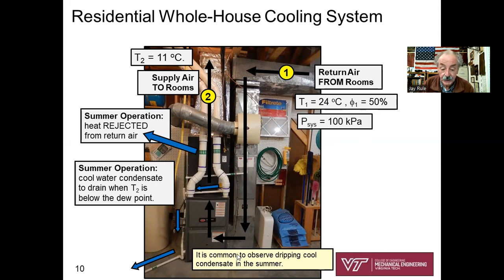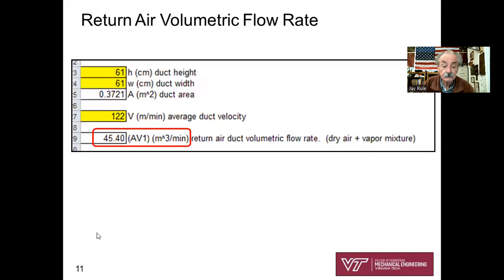Okay, so in the summer, it is common to observe cool condensate dripping out of the evaporator section and into the floor drain. You can see it with your eyes. Easy, let's do the easy part first, the volumetric flow rate. We've got the average velocity, we have the area, so it's a simple matter to say the area times the velocity is the volumetric flow rate of 45.4 cubic meters per minute. Okay, so at least we've got one thing on the check box. We've got some partial credit so far.